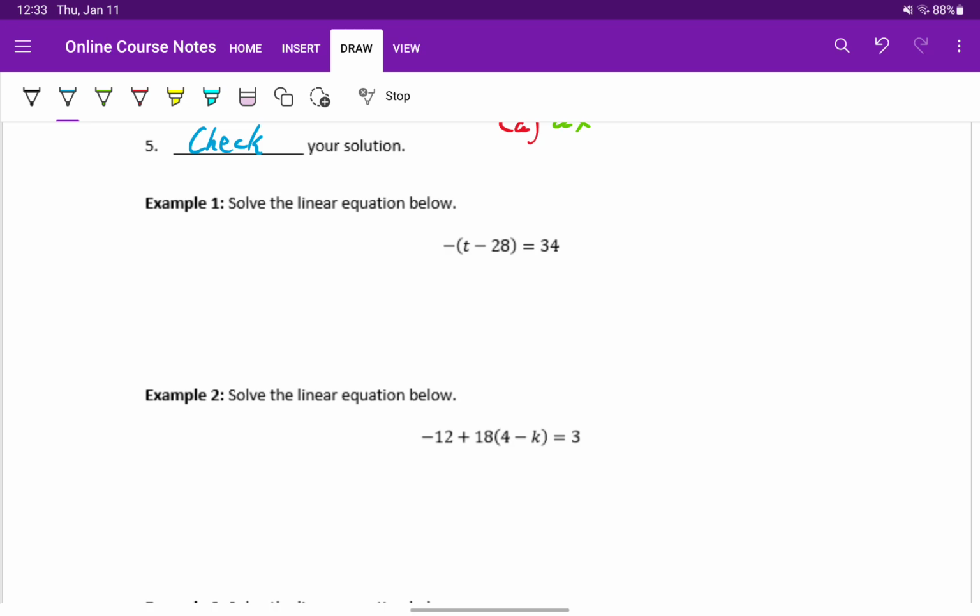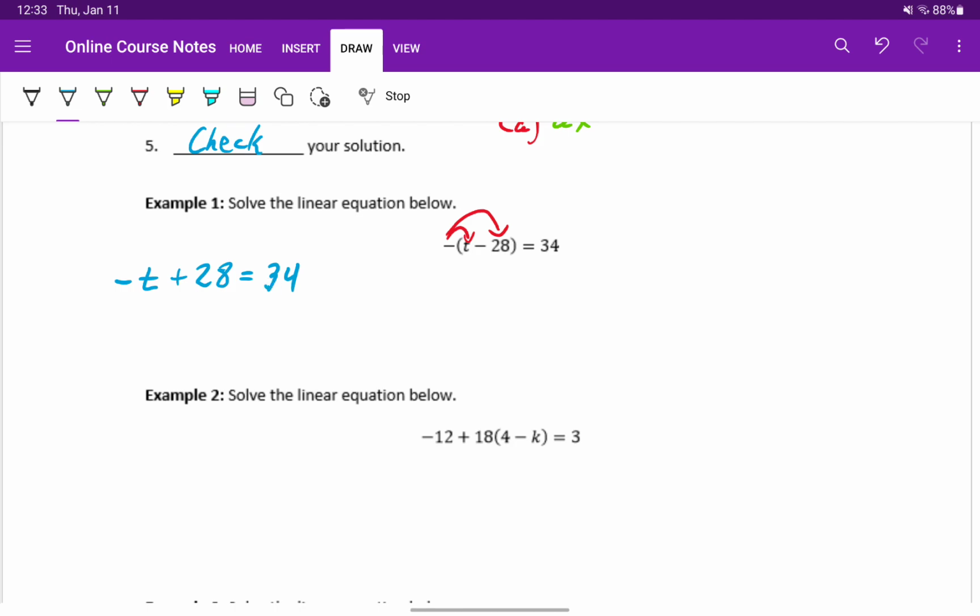Now that we have that roadmap, we'll apply that in example 1 as a process for solving this linear equation. First, we'll look at simplifying everything on the left-hand side, since the right-hand side is as simplified as possible. To do that, we're going to take this negative out front and distribute it through, which will give us negative t plus 28 is equal to 34.